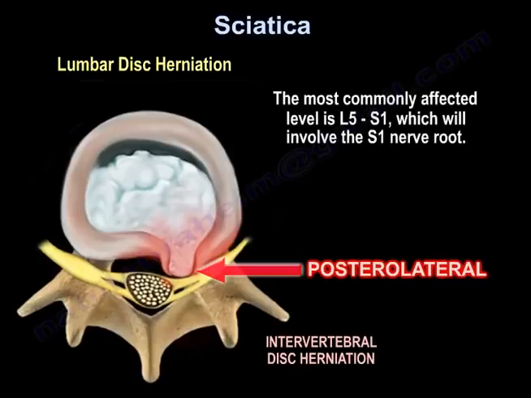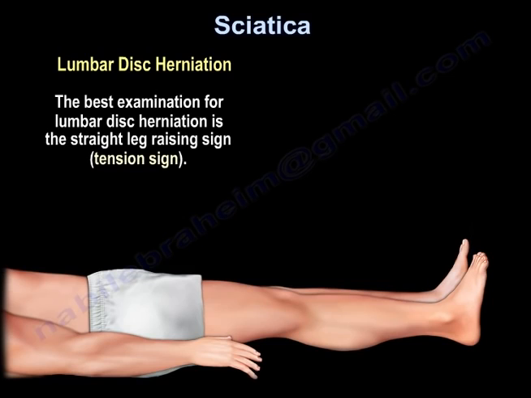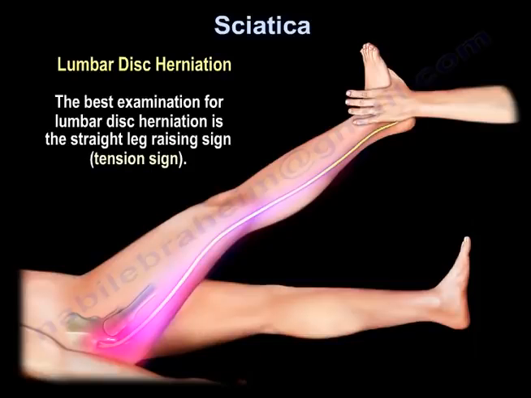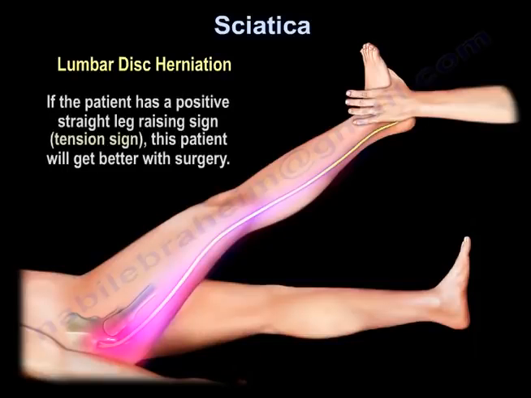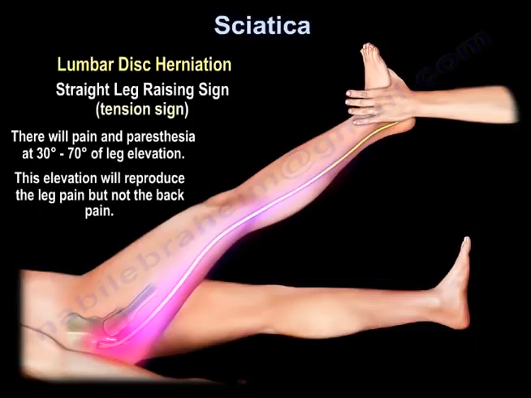The most commonly affected level is L5-S1, which will involve the S1 nerve root. The best examination for lumbar disc herniation is the straight leg raising sign, the tension sign. If the patient has a positive tension sign, this patient will get better with surgery. There will be pain and paresthesia at 30 to 70 degrees of leg elevation. This elevation will reproduce the leg pain but not the back pain.